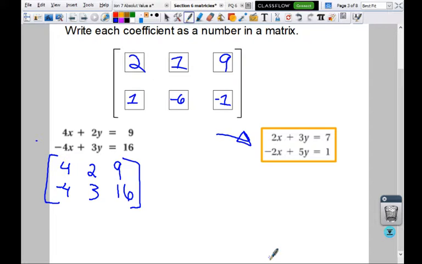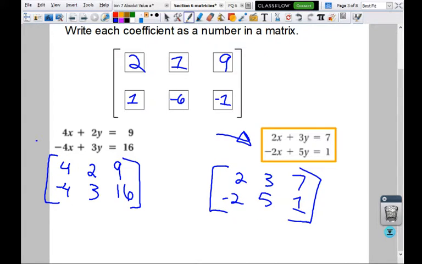What's the top row of my matrix going to look like? What are we doing? Here, it's 2, 3, 7. Dazen, what's my second row going to look like? Negative 2, 5, 1. Negative 2, 5, 1. And then we have to actually put the little matrix brackets around it. All right.